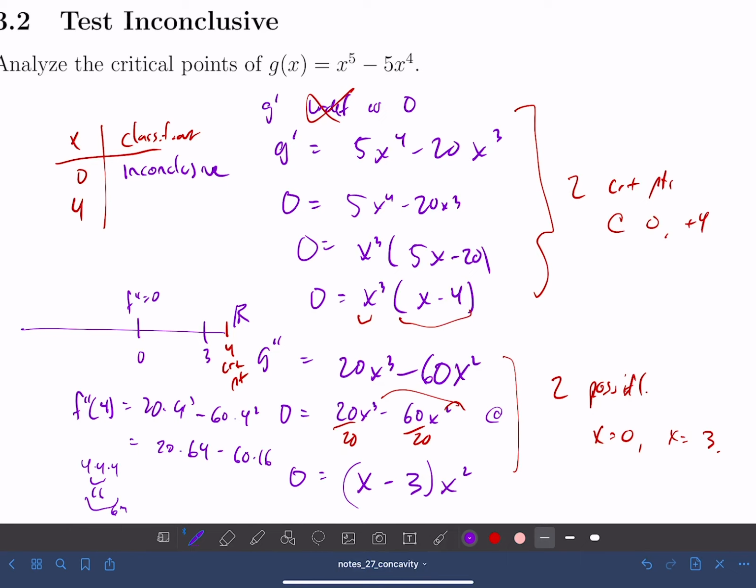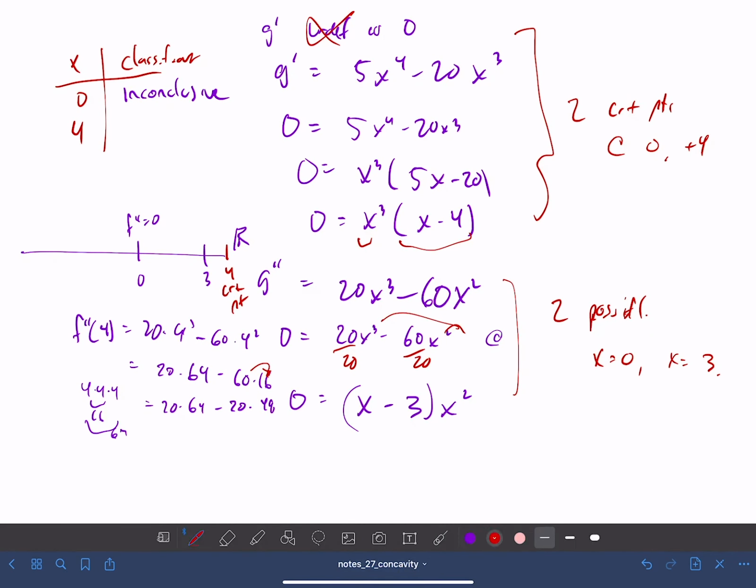Which one of those is bigger? Let's write that as 20 times 64 minus 20 times 48. So I took out a 3 and I put it into here. It's pretty clear that the 64 is bigger than the 48, so this number is going to be positive. So that means that at x equals 4, my function is concave up, and I have a min, of the local variety, if you're really into it. I am. We should be unambiguous.